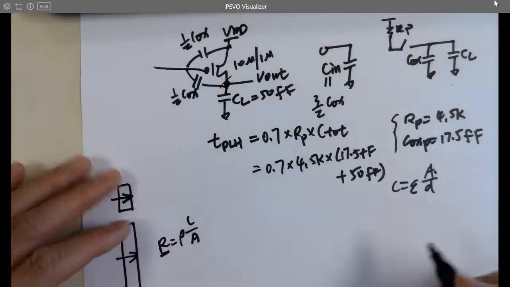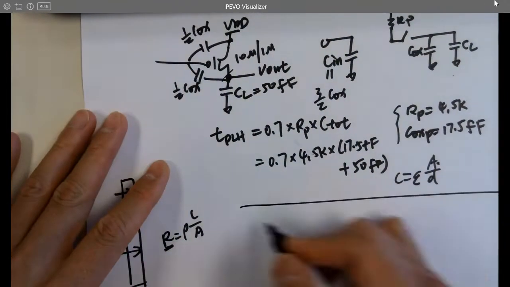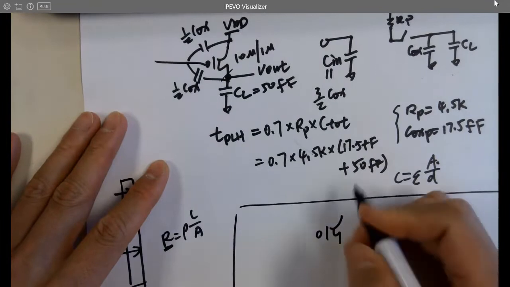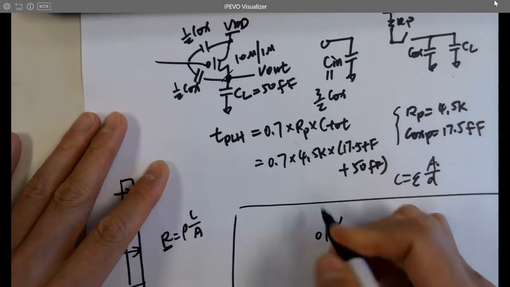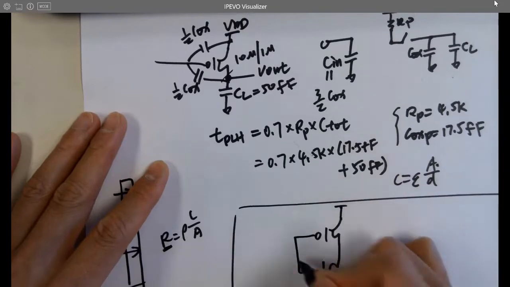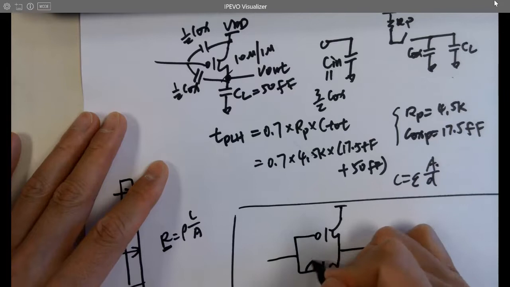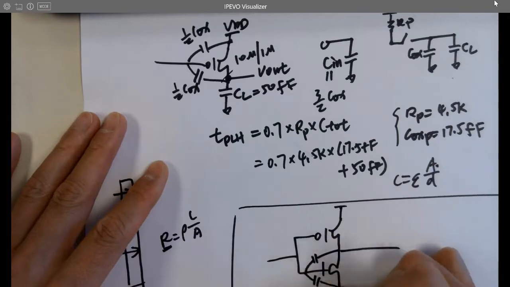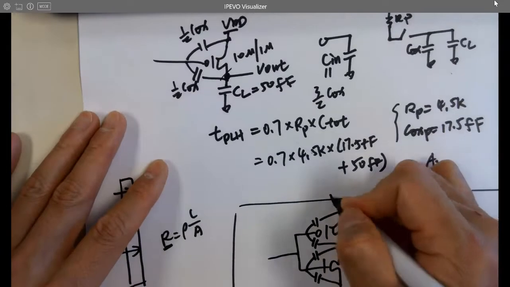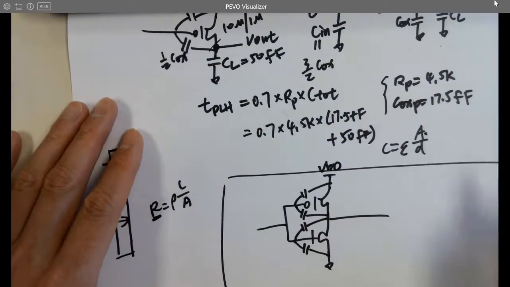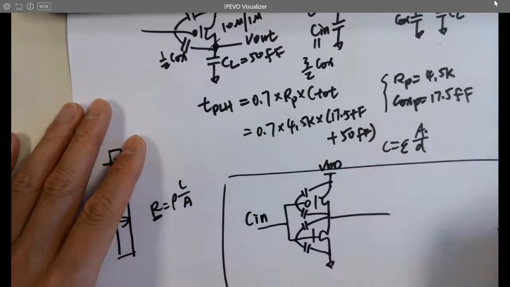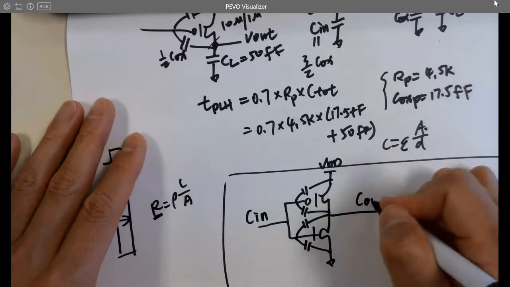So what about the inverter? If you look at the inverter, it's not a single transistor anymore. So we got 2 of them. Cap. What is C in? What is C out?